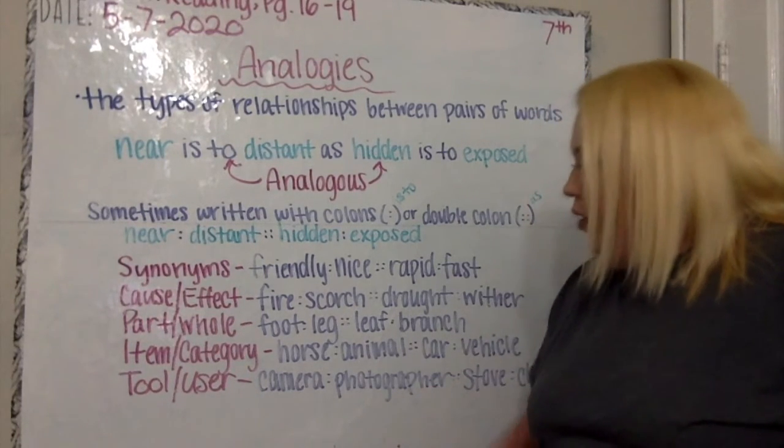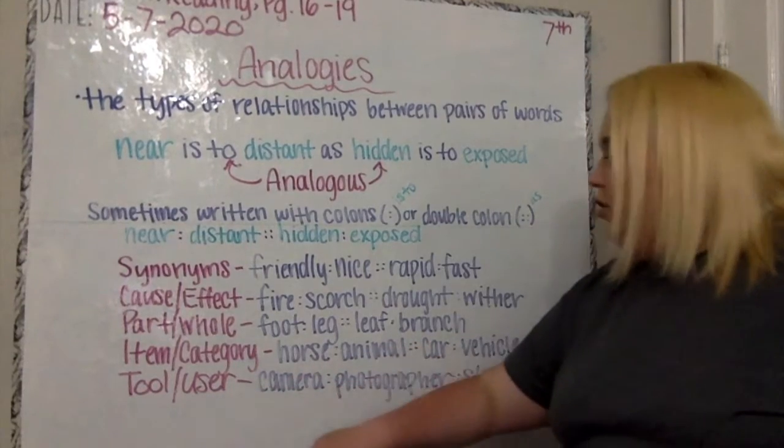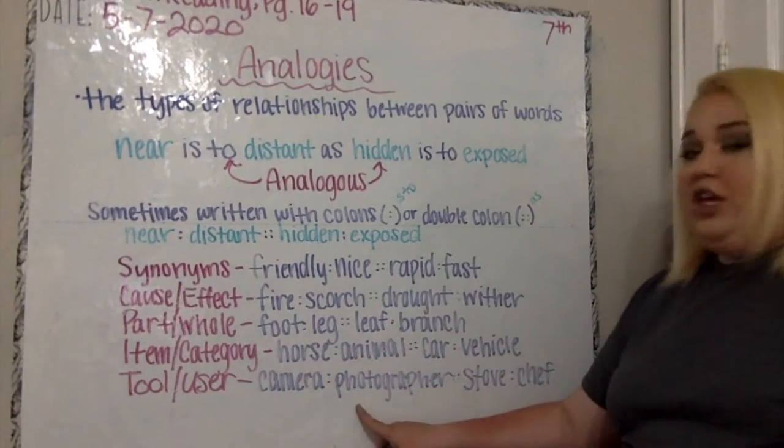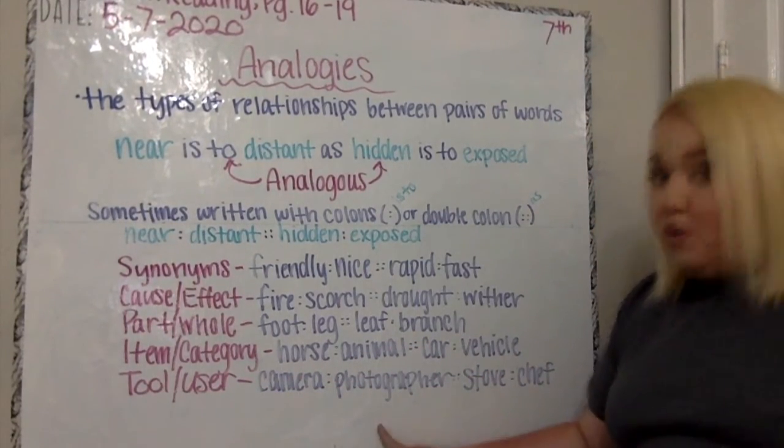I think it's pretty simple and straightforward here. The last one we have is tool and user. So the camera is used by the photographer. The photographer's tool is a camera.